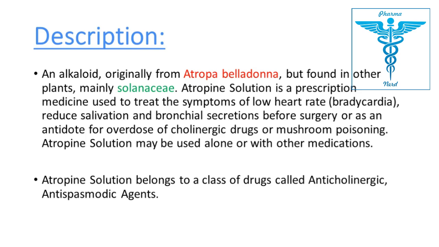Description: an alkaloid originally from Atropa belladonna but found in other plants, mainly of the Solanaceae family. Solanaceae is a family of plants. Atropine solution is a prescription medicine used to treat the symptoms of low heart rate (bradycardia), reduced salivation and bronchial secretion before surgery, or as an antidote for overdose of cholinergic drugs or mushroom poisoning. Atropine solution may be used alone or with other medication. Atropine solution belongs to a class of drugs called anticholinergic antispasmodic agents.